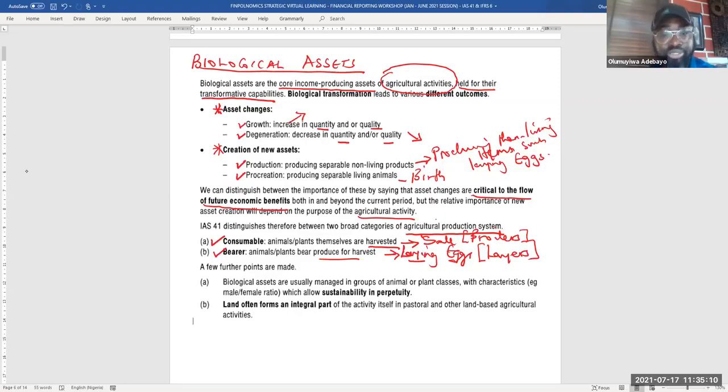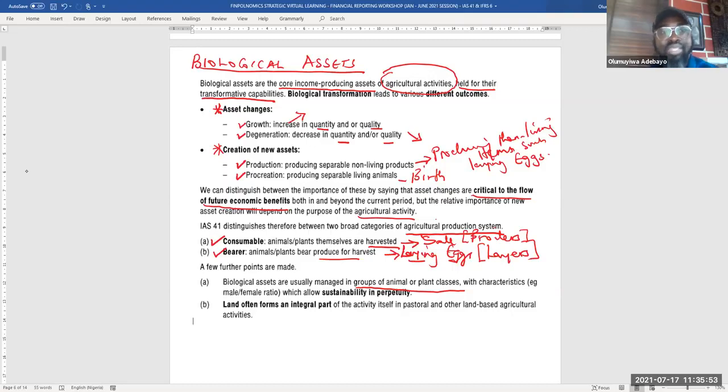Now, another thing we need to take note of is that biological assets are usually managed in groups of animals or plants. For example, if you go into catfish farming, you know that it might start with 1,000, but evidence will tell you that by the time they grow over time, some die in the process, eat themselves, and by the time they turn into bigger catfish, probably they'll be coming out at 600. Therefore, in that case, you don't account for them one by one. Rather, you account for them as a group of biological assets.